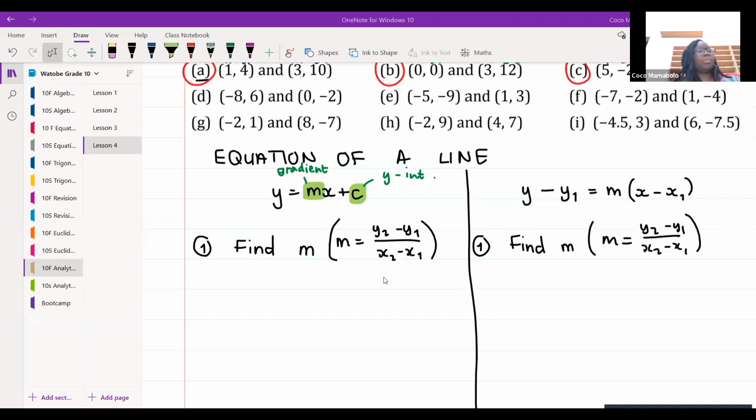Step number 2, guys, is pick a point. What I mean by that is, let's say, for instance, this D of ours over here is A, and this one over here is B.